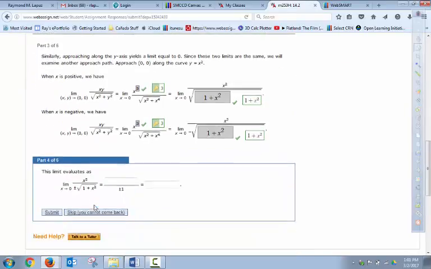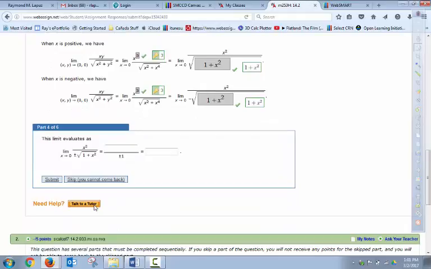So those two things are asking for the same thing. Here, the limit evaluates as this thing, and we're going to put 0 in. So we're going to put 0 up on top there, divided by 1 plus 0, which is just 1, but there's a plus and minus. In either case, it's going to be equal to 0. So this whole thing should just equal 0.